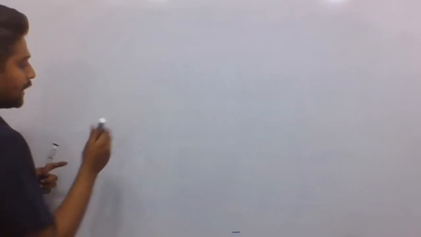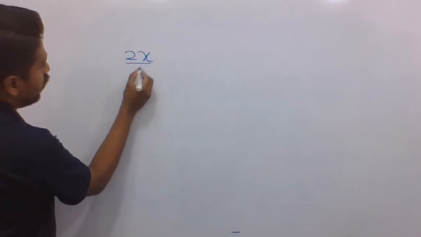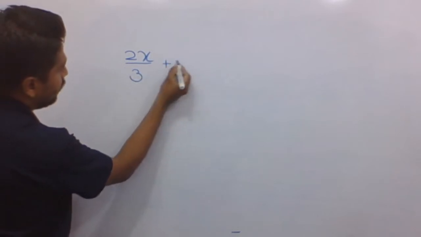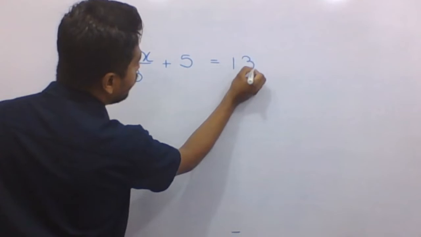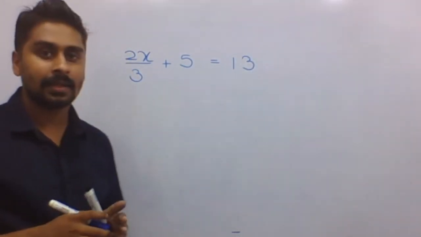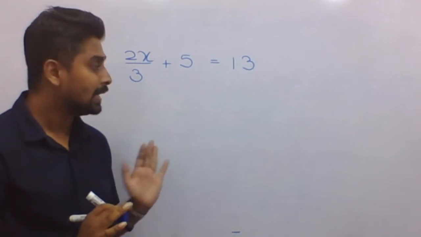So next one, it is 2x over 3 plus 5, 2x over 3 plus 5 equal 13, right? Now you can do with me, or else you can, that means you can then මෙහෙම කරන්න ඕනේ පුතේ. So what you are going to do?